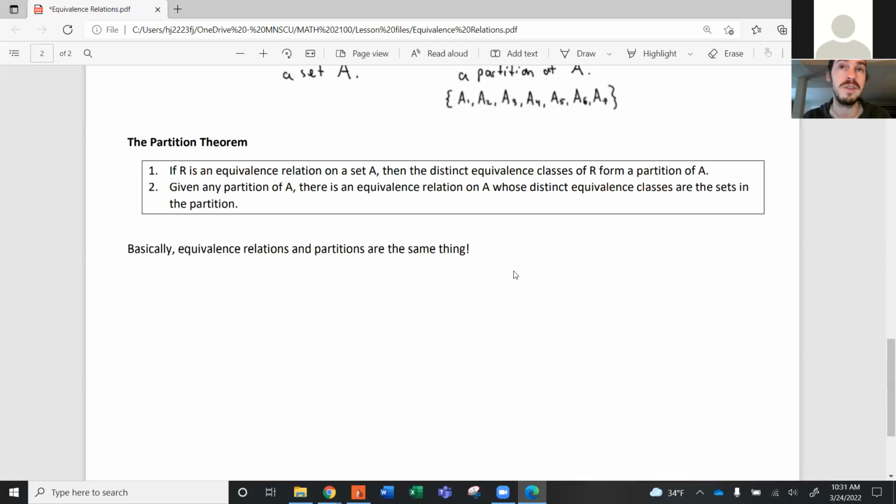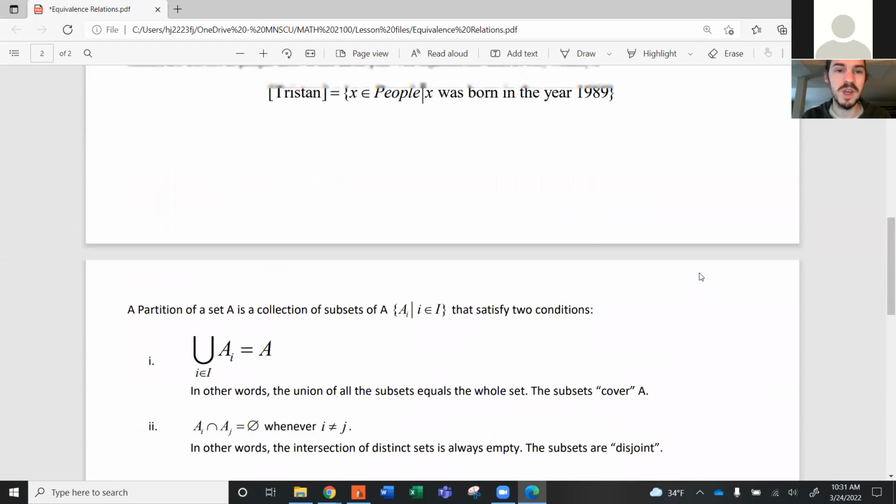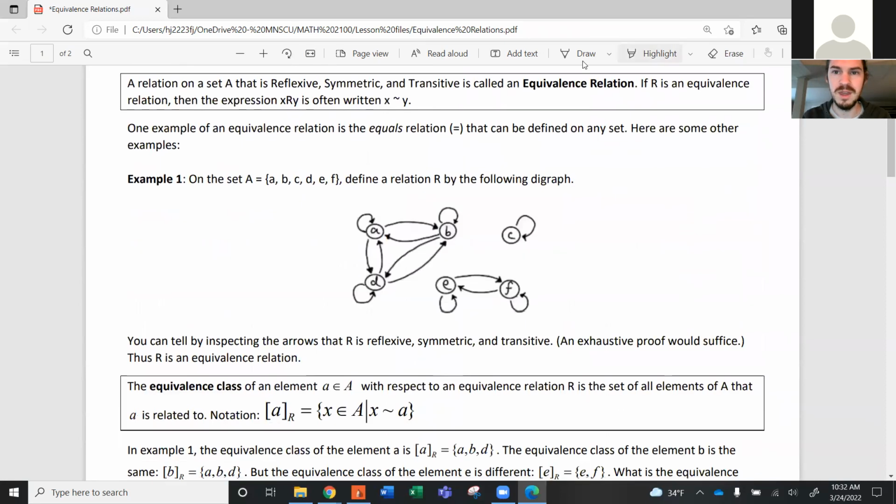So the theorem goes like this. If R is an equivalence relation defined on a set A, then the separate distinct equivalence classes for that relation R form a partition of A. Every element is in an equivalence class, and the equivalence classes have no overlap, so that's a partition.